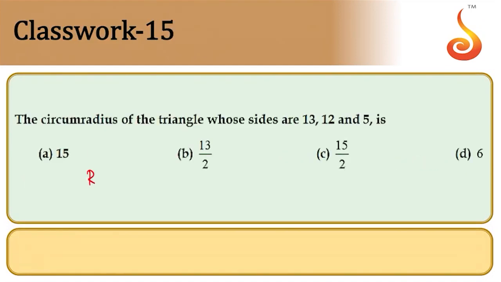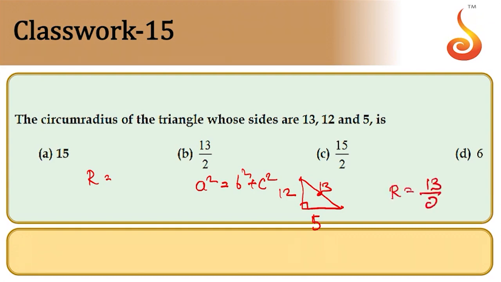Example 15. Circumradius, capital R, is given to you of a triangle. Sides are given to you. Simple, you have to use the sine rule. What you observe here is a square is equal to b square plus c square. So it is a right angle triangle. So this is 12 or this is 5 and this is 13. Interchange can also be. In a right angle triangle, circumradius is always at the midpoint. So capital R is equal to 13 by 2.